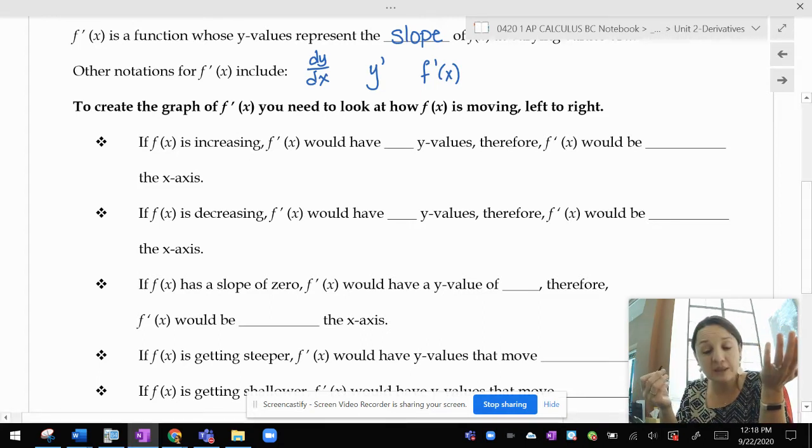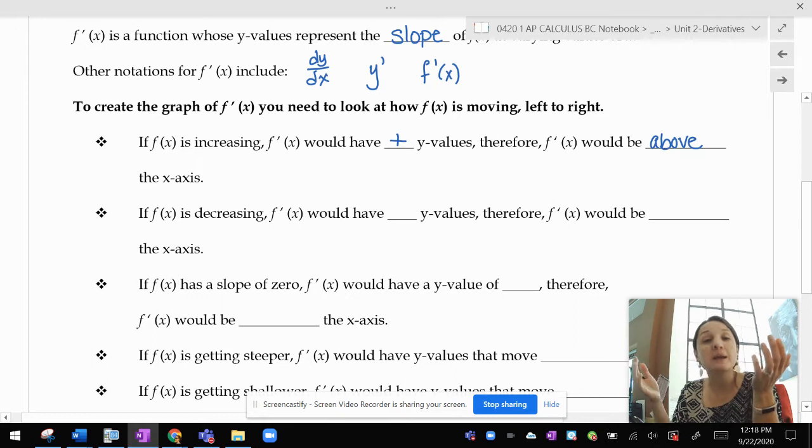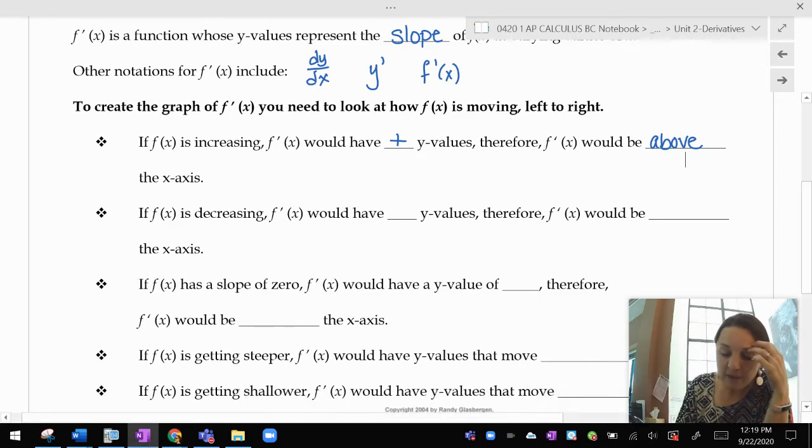But if I want to know how f is moving, and I know f is increasing, something that is increasing is going up. So f prime would have positive y values. Therefore, f prime would be above the x-axis, because if f is increasing, its slope is positive, which means f prime is positive, and the y values of f prime are what indicate the slope of f. If f is decreasing, then f prime would have negative y values, and f prime would be below the x-axis.